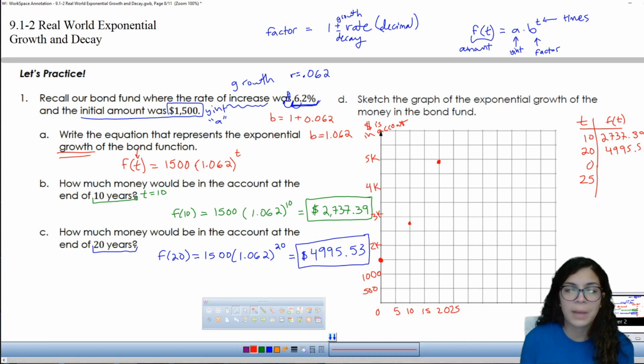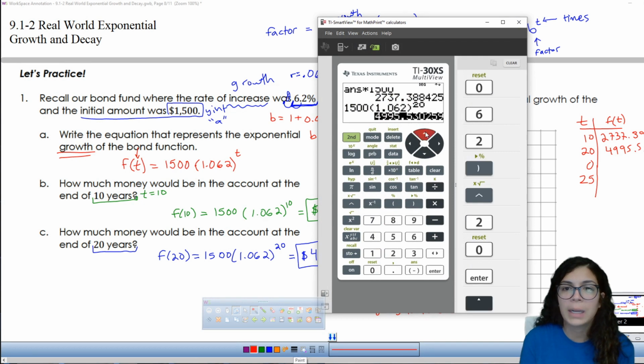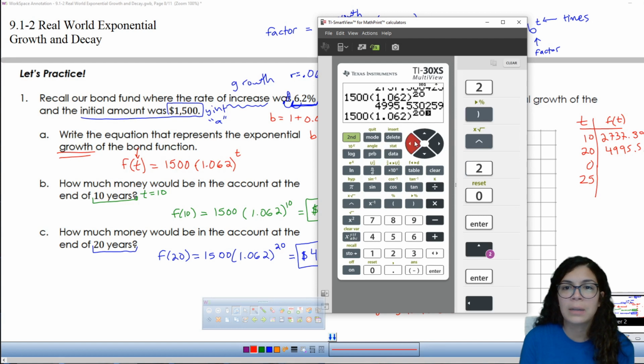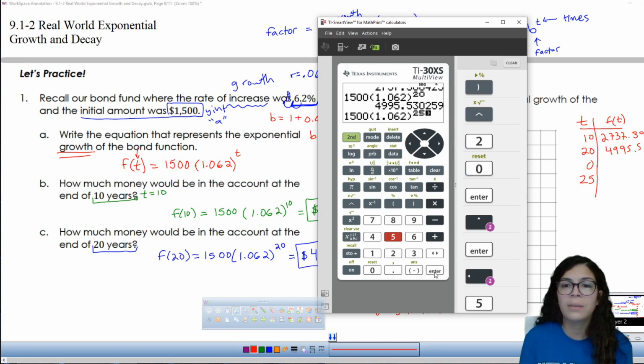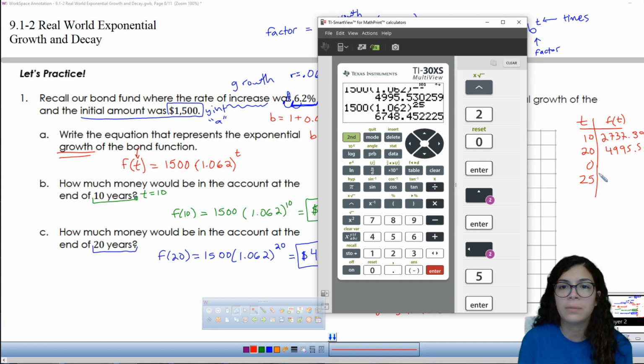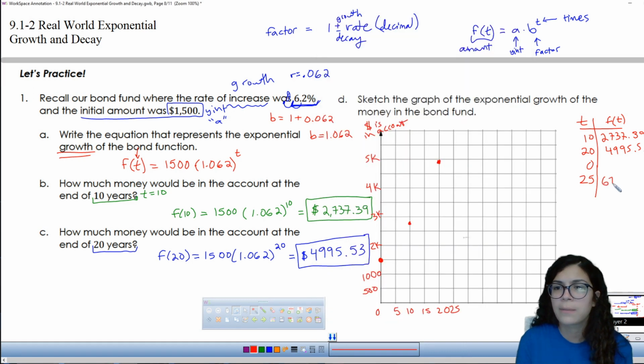And then for 25, I'll use the calculator, and I can actually, with this calculator, go back to this equation that I entered, hit enter, and then change this 0 to a 5, and then hit enter, and that gives me 6,748.45. So for 25, we have 6,748.45. Okay. For 0, we had 1,500. I'll just write that down. Okay. So at 25, we have 67.